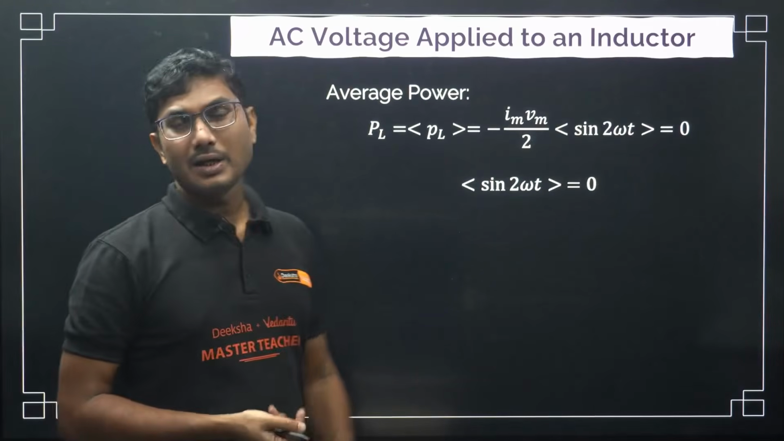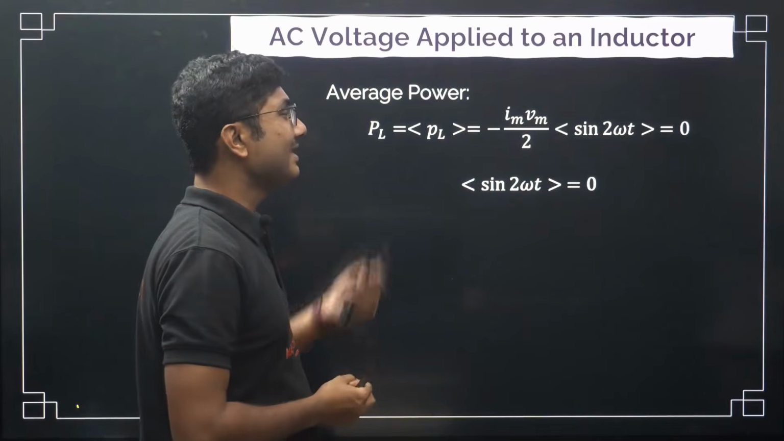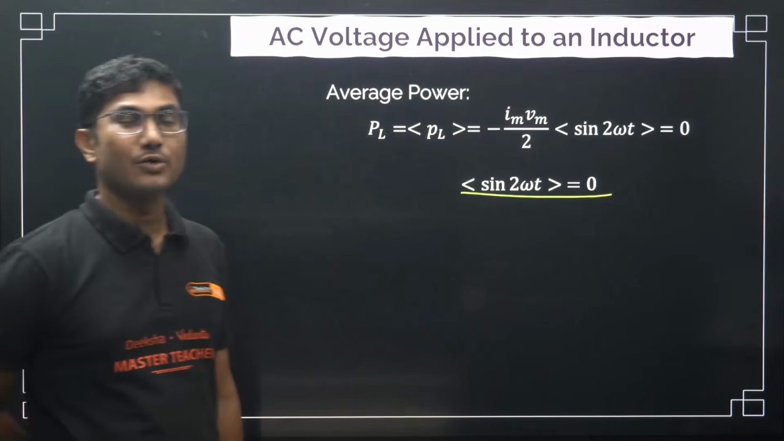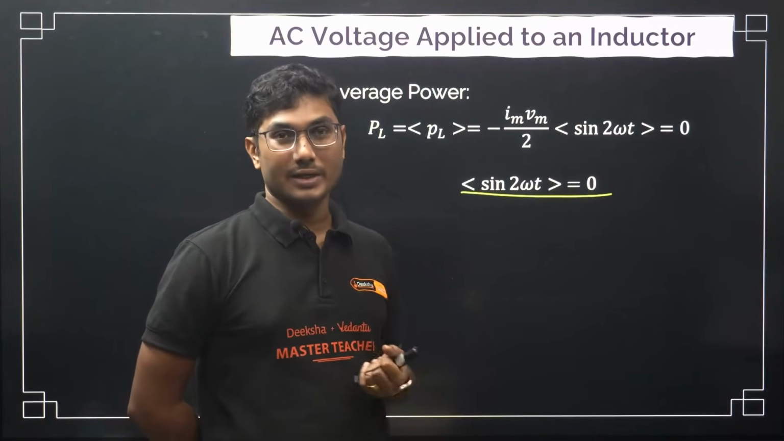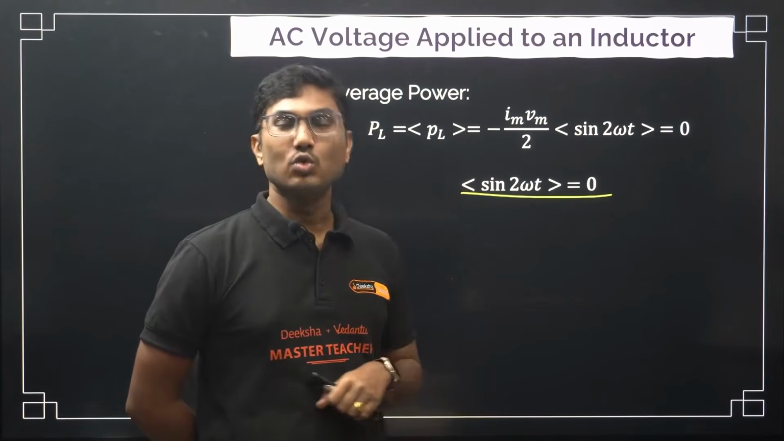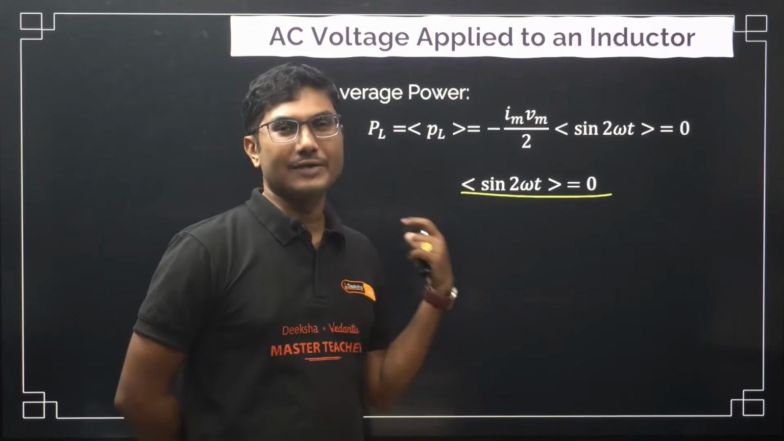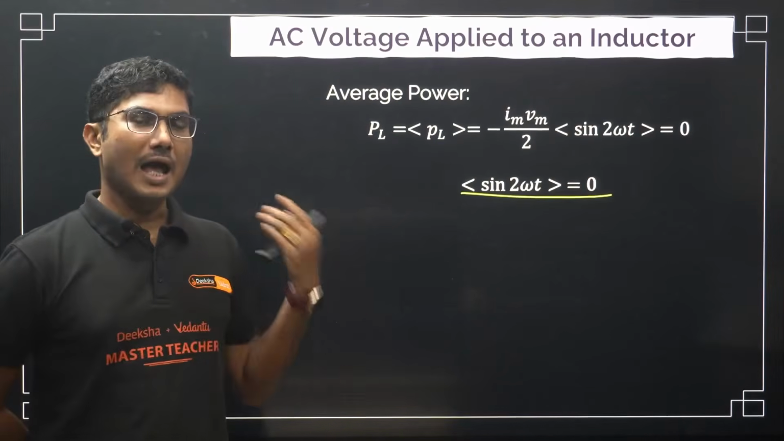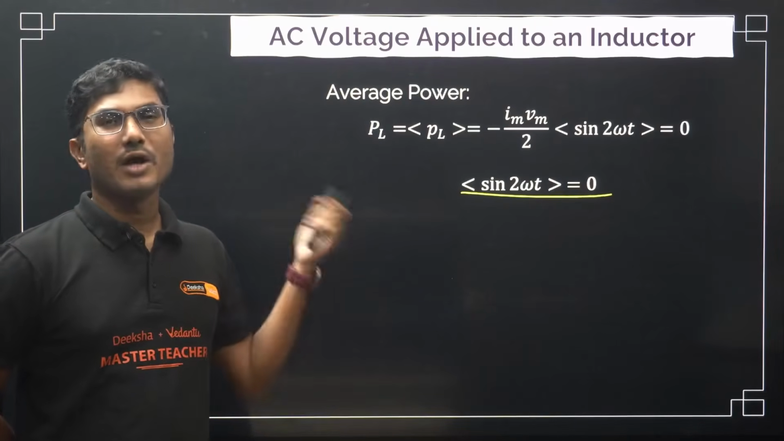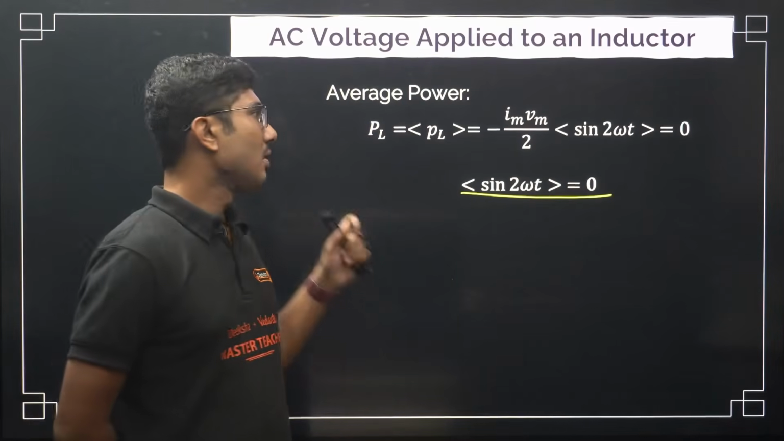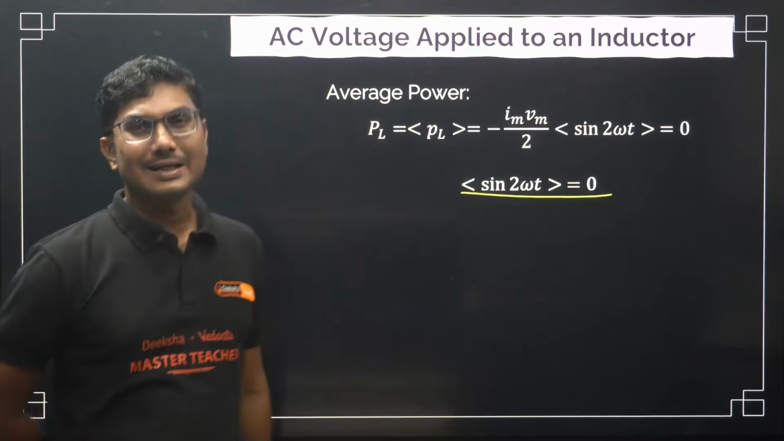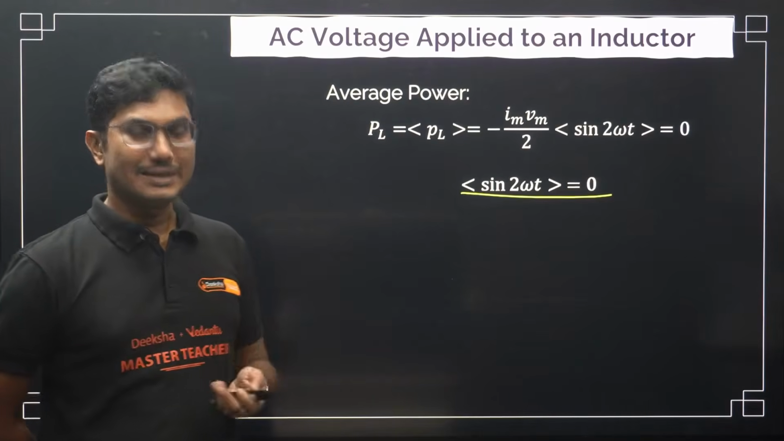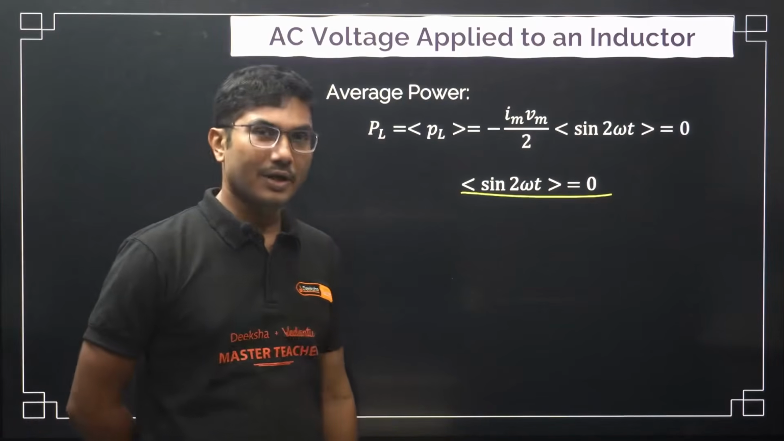Now average power in case of an inductor is 0. Because in the last case we have seen that it was coming out to be sin square omega t, right? In this case it is sin 2 omega t. If you take the average value of sin theta, it will always give you 0. Remember that the average value of sin theta is always 0, and the average value of sin square theta is half. So average power in an inductor is 0, so it does not consume any power in AC.